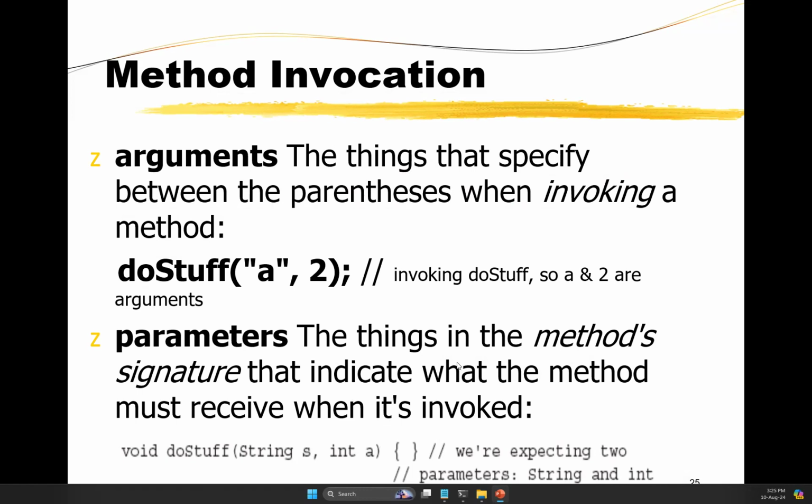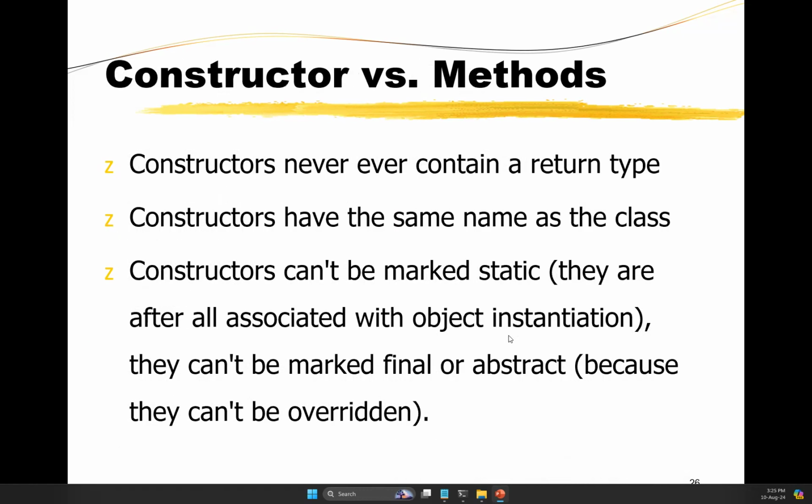Otherwise, you cannot. So far we have discussed constructors and methods. A constructor does not have a return type, and a constructor has the same name as the class name. Constructors cannot be marked as static, final, or abstract, and a method has a return type.